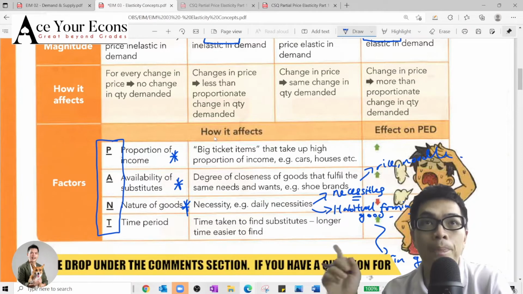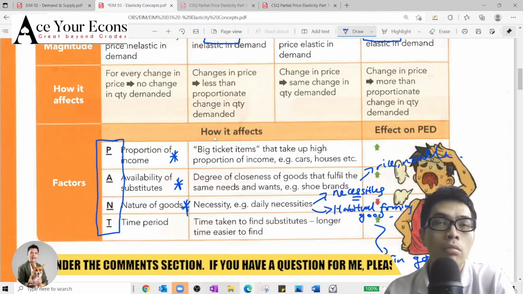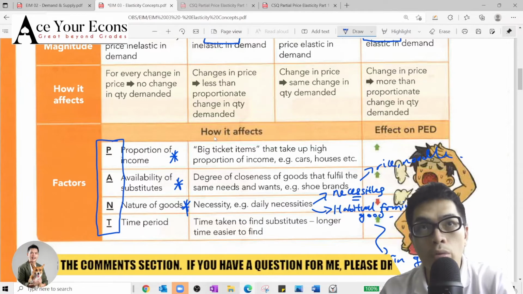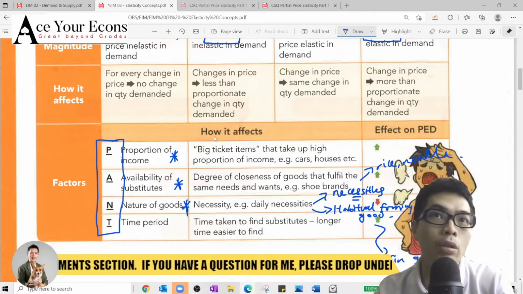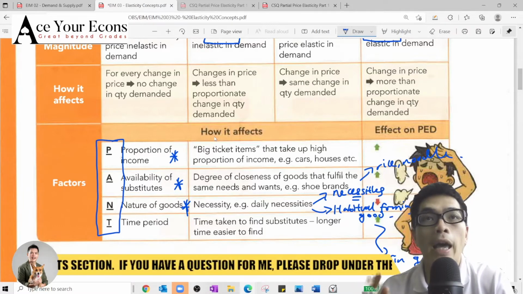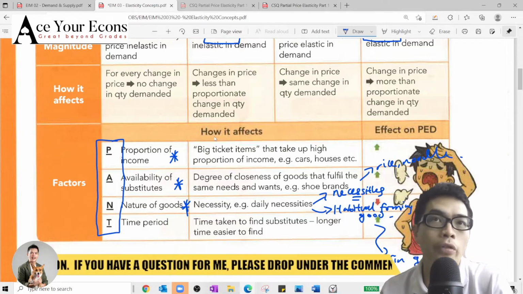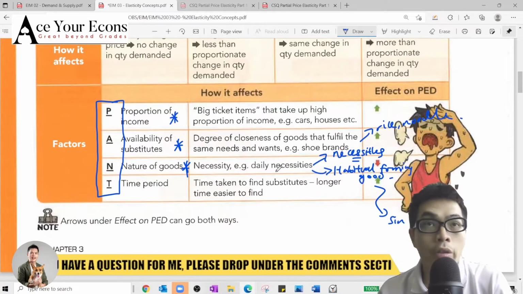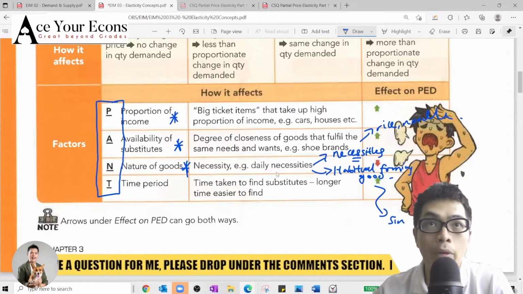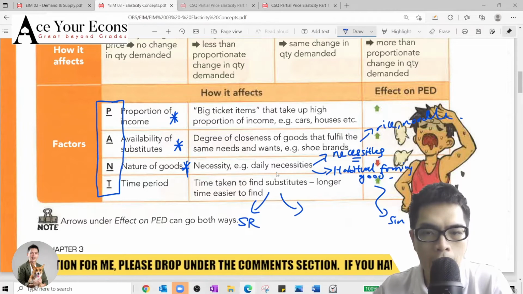Okay, so this is how you play around with the alphabet N. Is everyone clear? So every time when I quiz you, you have to quickly tell me which alphabet and what is the magnitude of your PED. Okay, and what is the equivalent slope of your demand curve. So time period here is hardly tested, but when it comes out, make sure you're able to break up into short run and long run.